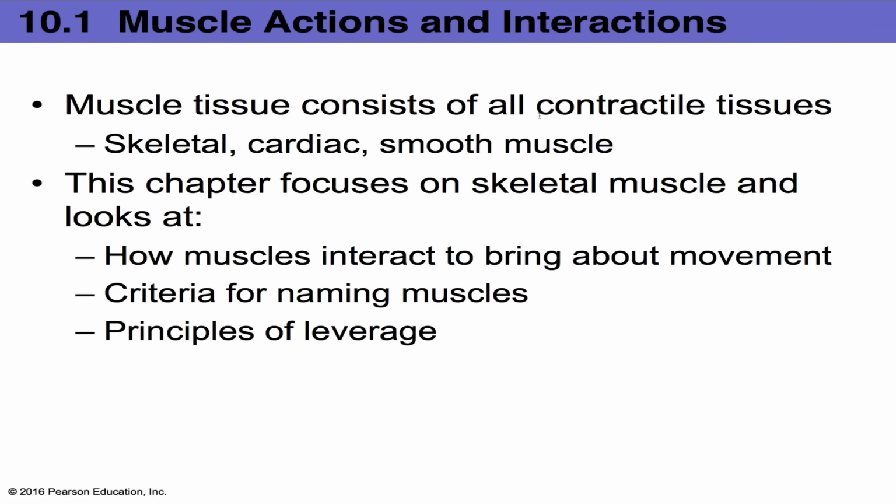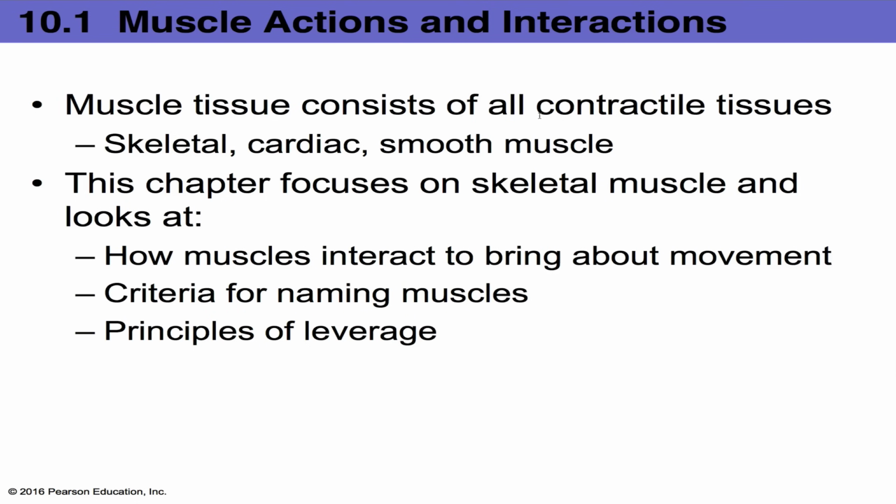Okay, so muscle tissue is made up of all contractile tissues. We know about this already because this is what we learned in chapter 9. And remember the 3 different types of muscle tissues that we have. We have skeletal muscle, which you find attached to all the bones. We have cardiac muscle, which you only find in the heart. And we have smooth muscle, which we find lining your visceral organs.